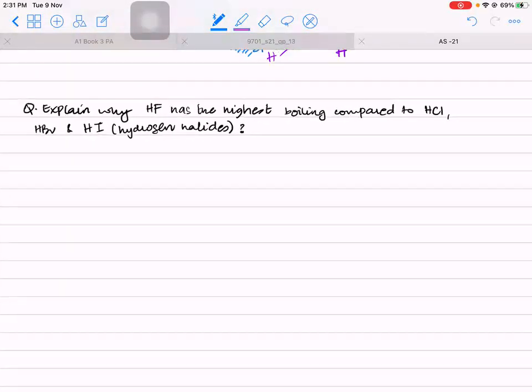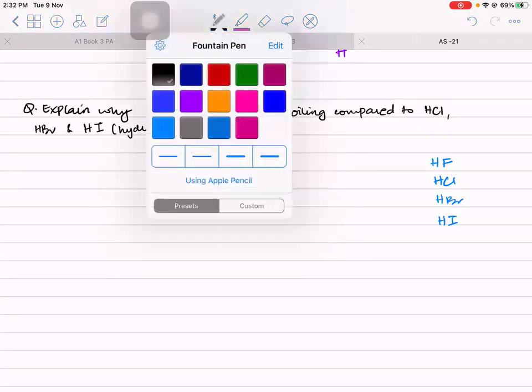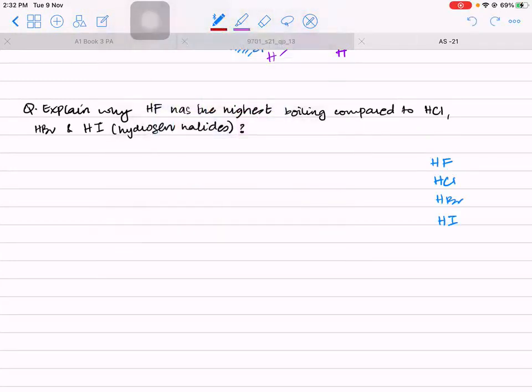Explain why HF has the highest boiling point compared to HCl, HBr, and HI, which are called hydrogen halides. So they are saying HF has a higher boiling point compared to HCl, HBr, HI. Why is that? What does HF have? It has hydrogen bonds. Yes? So this shows hydrogen bonding. What about the rest of them? They show permanent dipole forces.